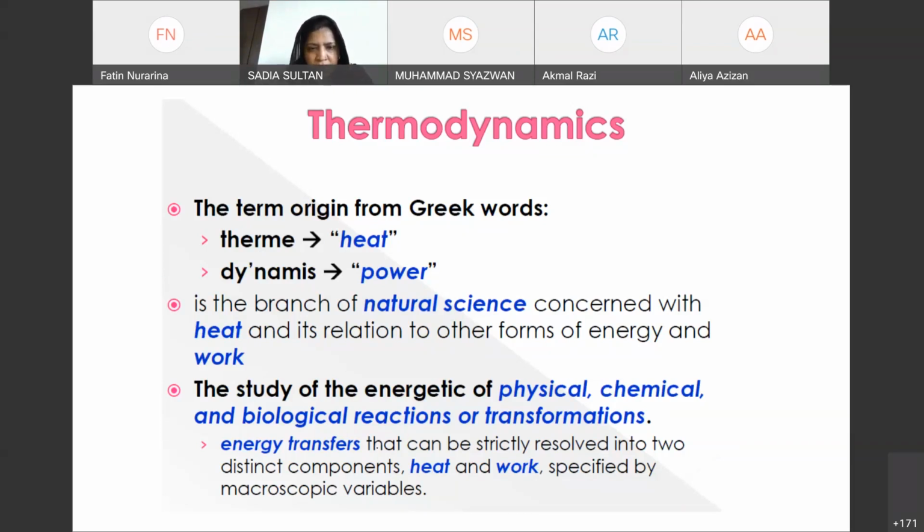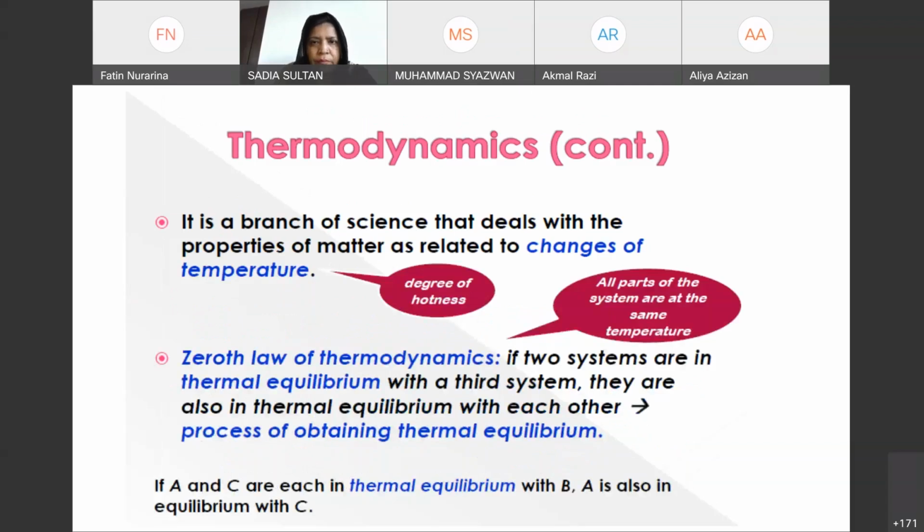The energy transfer can be divided into two distinct components. When energy transfers, it is either transferred in the form of heat or as work done, specified by macroscopic variables. So all this heat transfer and work done is macroscopic. We have two types, microscopic and macroscopic, and these are macroscopic.